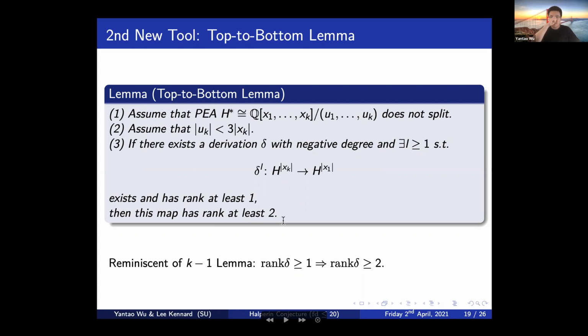This lemma is reminiscent of the K minus 1 lemma, which says that if the rank of delta is at least 1, then the rank of delta must be at least 2. So both of these lemmas exclude the case when the rank is exactly 1.